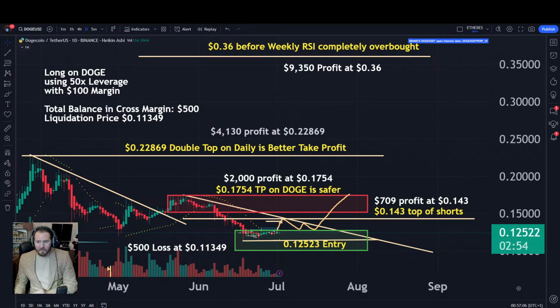Would I feel a lot better if my liquidation was at 0? Would I sleep a lot better? Yes. But I'll sleep good regardless because this $500, I don't care about it. Trade what you're willing to lose so you sleep better at night.